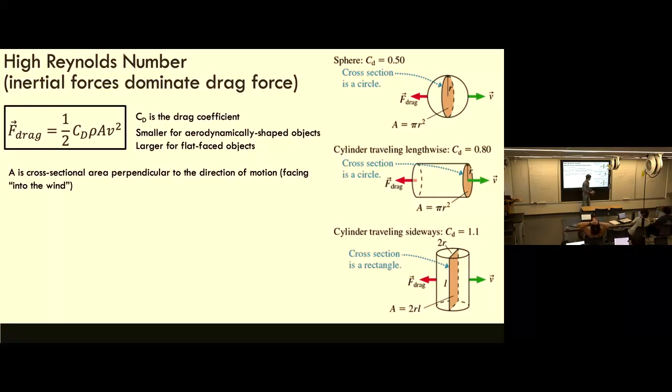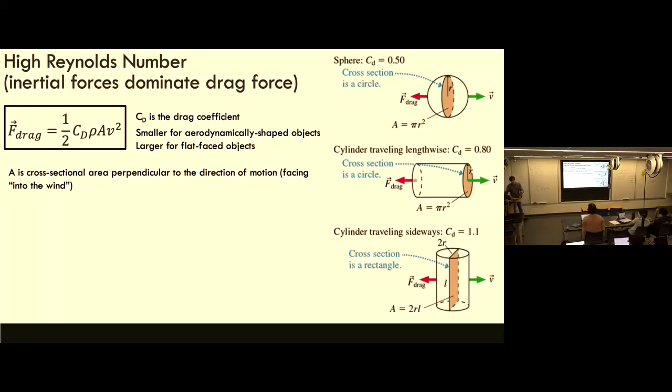So the cross-sectional area with the cylinder is just going to be the area, length times width. The length of a cylinder would be 2r, and the length. So that's a quick little explanation of where all those variables are coming from.